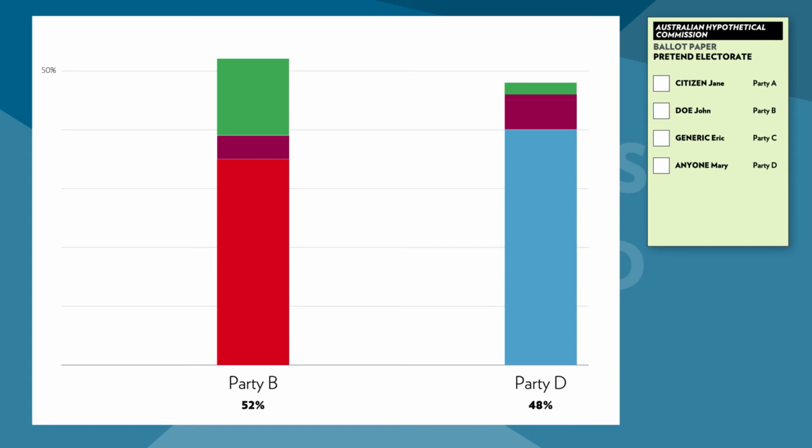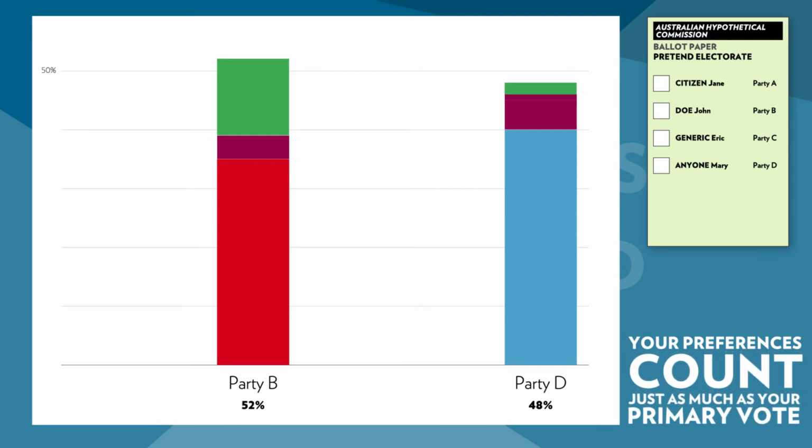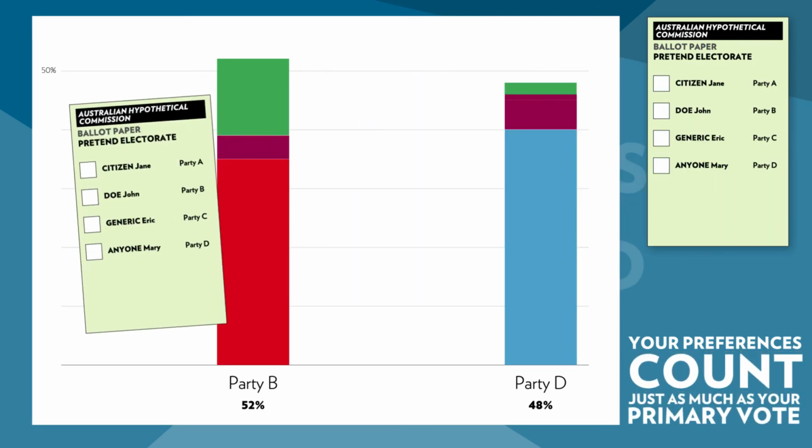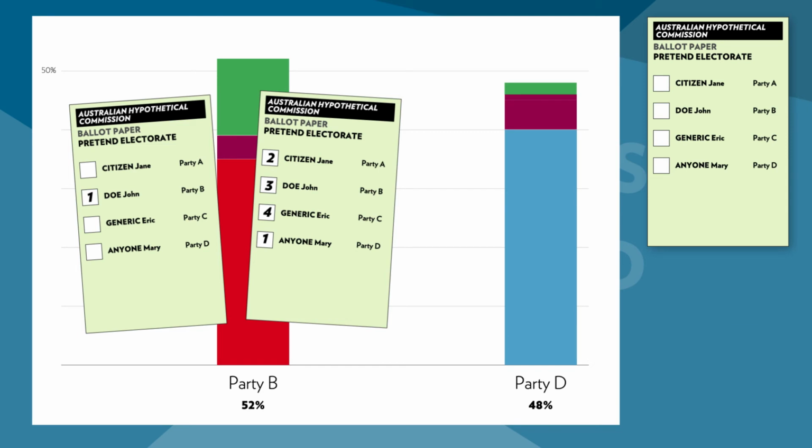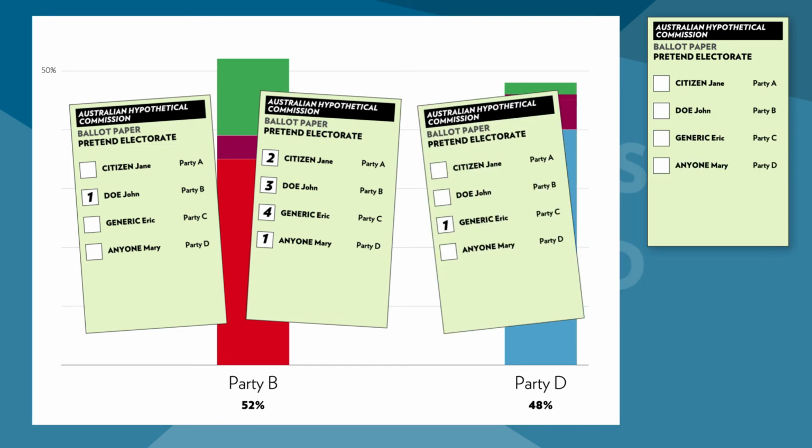They won on preferences. It's important to note that the preference vote counts for just as much as the primary vote. It's not worth half a vote or something, it's a full vote. In Queensland, we don't have to use preferences. We can just put a 1 next to the candidate we want to vote for and leave it at that if we want. Or we can just put a few preferences.